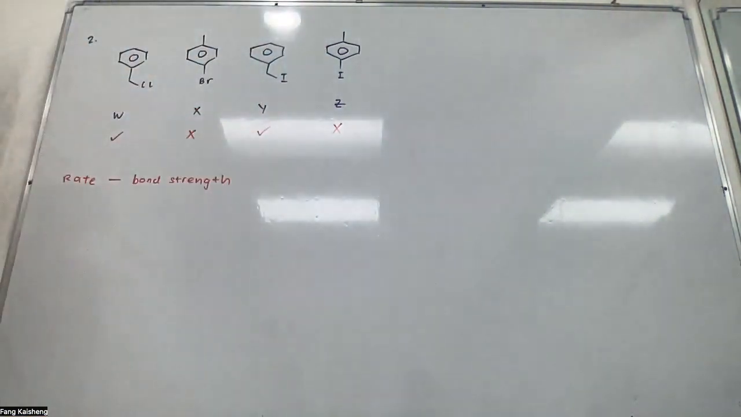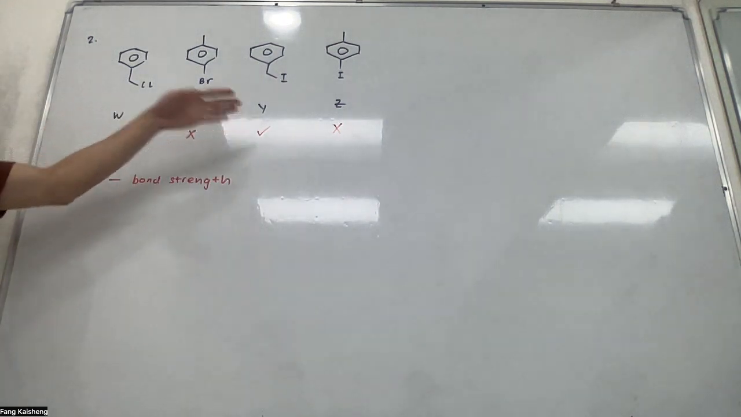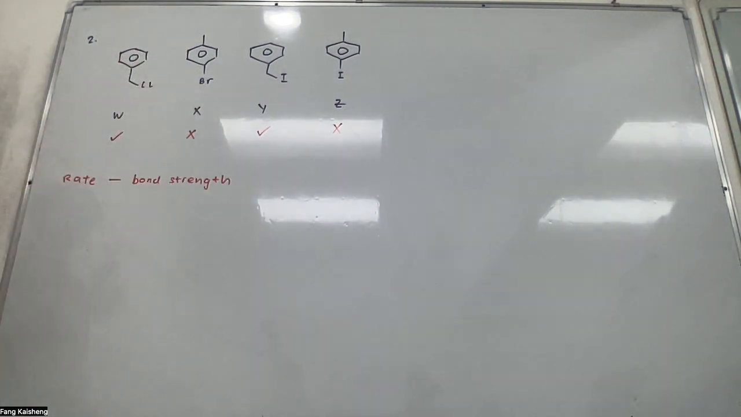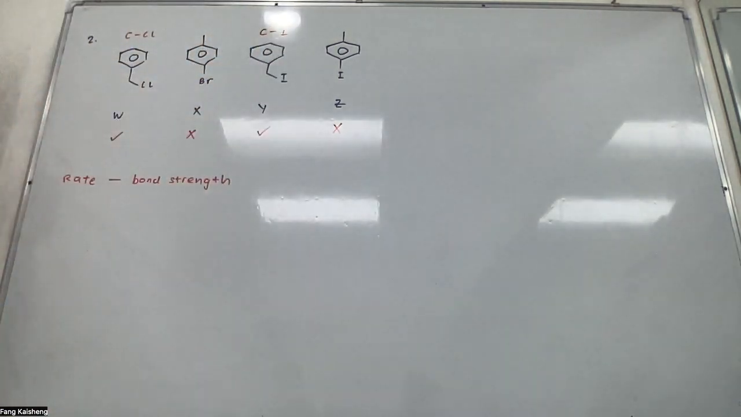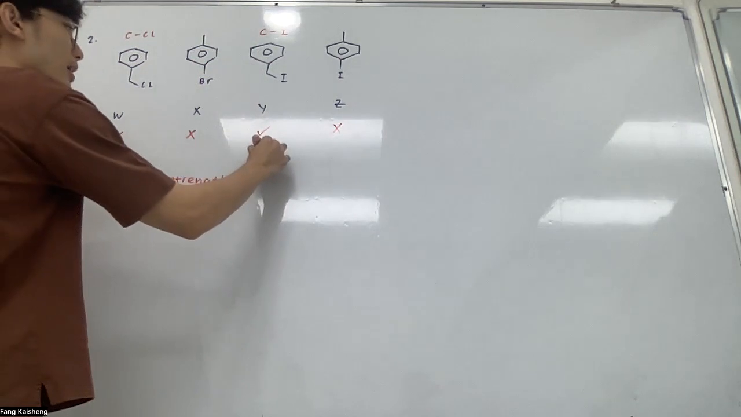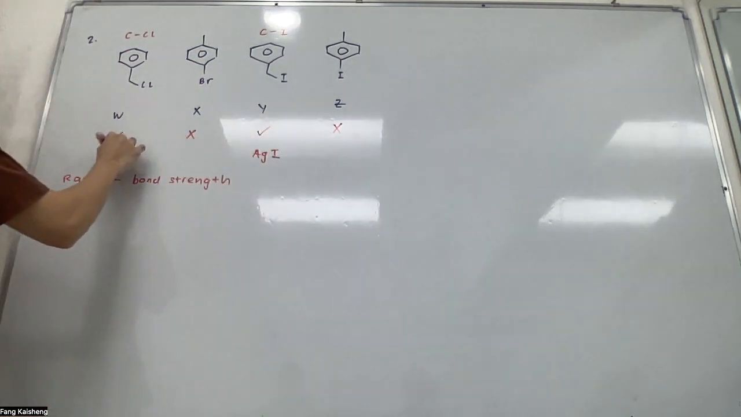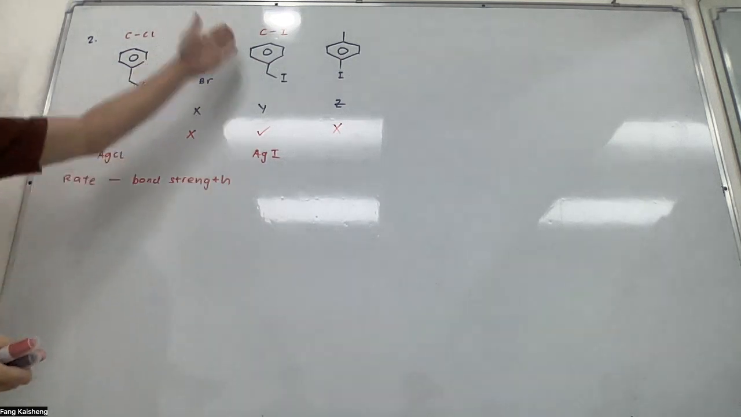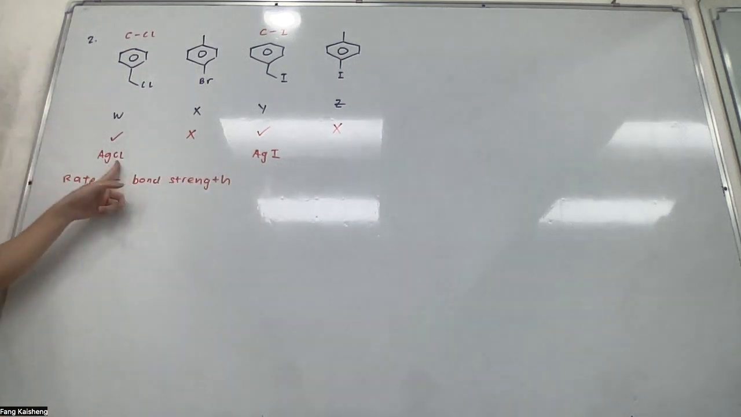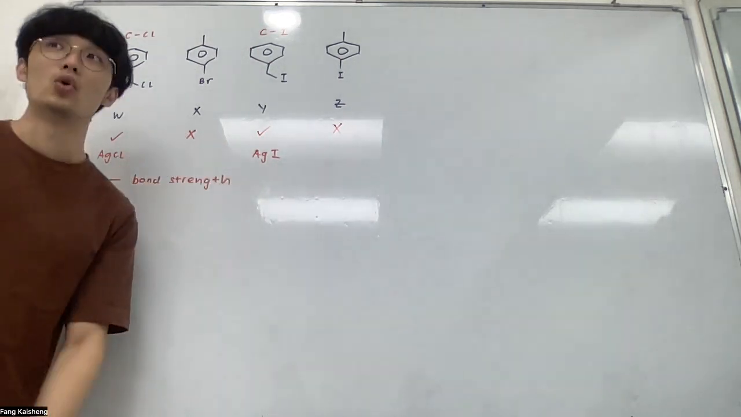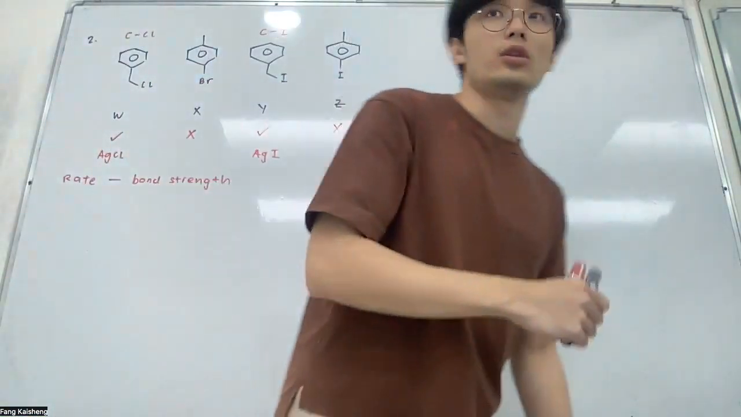Out of all the halogens here, which will form the fastest? You just need to look at Y and Z, because X and Z don't even react. So Y versus Z, we have a C-Cl bond and a C-I bond. The faster one has to be weaker. Who's weaker? So the precipitate here is AgI, and here it is AgCl. The precipitate that forms the fastest is AgI. Is it white? You can check your notes. AgCl is white, AgI is yellow. So the correct answer there should be yellow, not white.